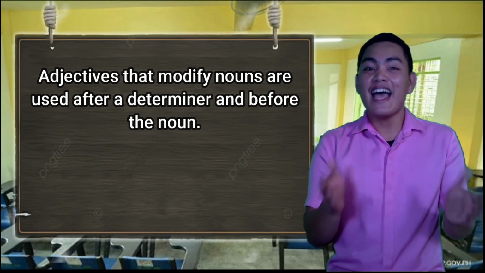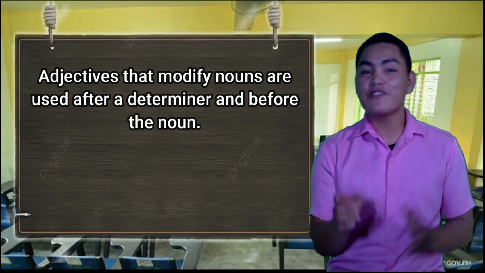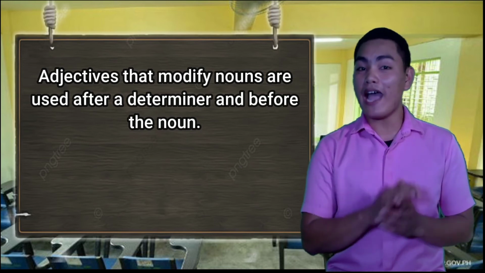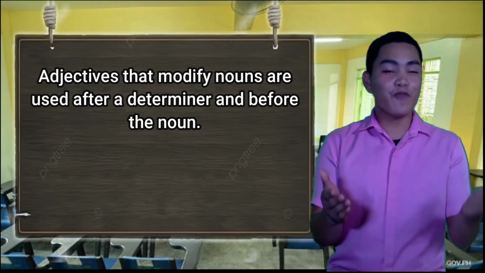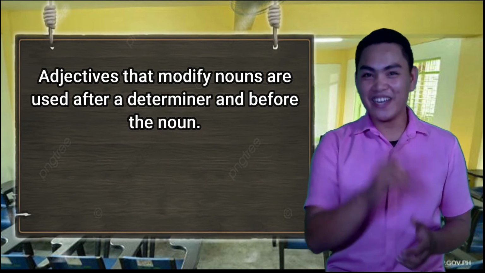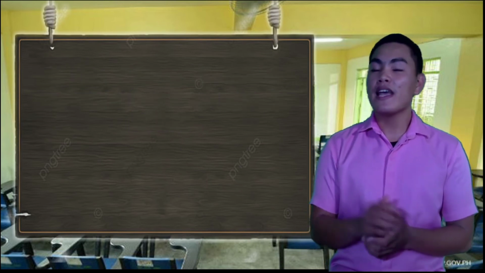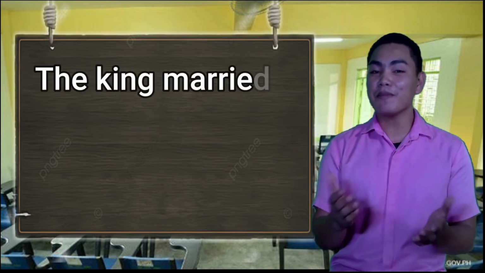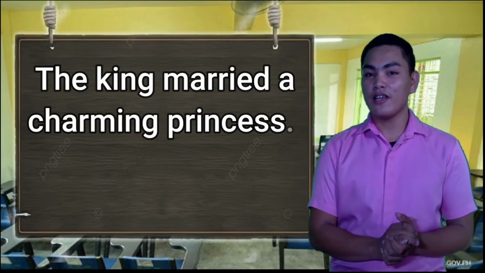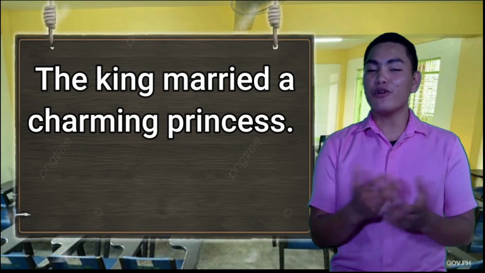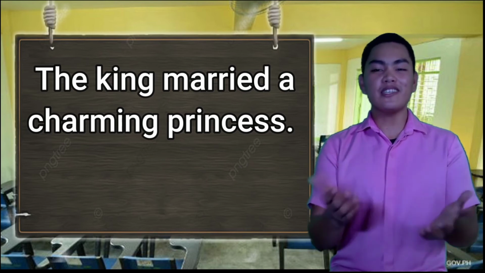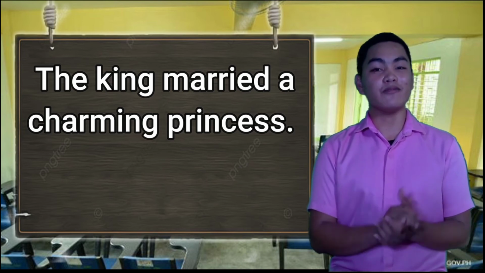Understood? Again, adjectives that modify nouns are used after a determiner and before the noun. Do you want an example? Okay, let's have an example. The king married a charming princess. What do you think the adjective or the modifier is there? And which is the determiner and noun?